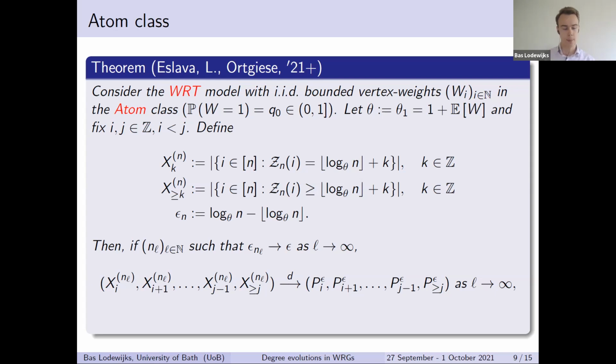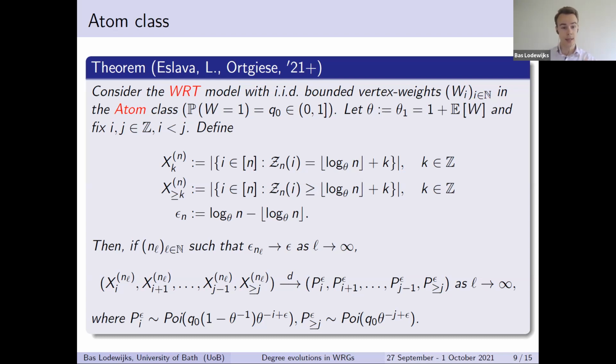And these P_{epsilon,i} random variables are Poisson random variables. So what we observe here is subsequential convergence, and this is due to the integer valued degrees and this floor that is applied to log_theta n, and is what is known as a lattice effect. Also note that this theorem recovers the first order behavior of the maximum degree that we saw before.